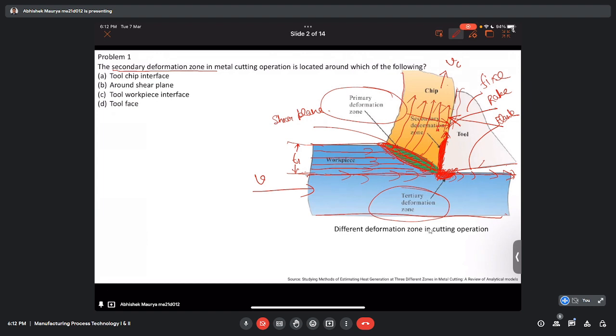So for this question, the correct answer is the secondary deformation zone, which is here. Secondary deformation zone is nothing but the tool-chip interface. So you have already given the correct answer. If there is still any doubt, you can ask me. Otherwise, we will move to the next problem.